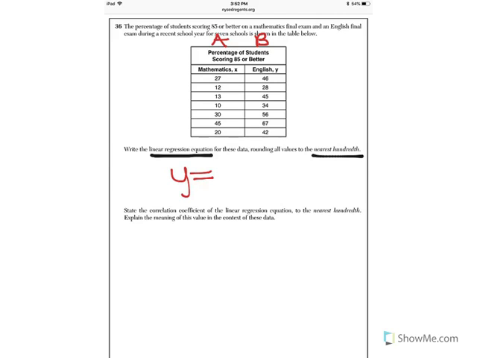And when you put those two things together and you round appropriately to the nearest hundredth, your equation is going to be y equals 0.96x plus 23.95.